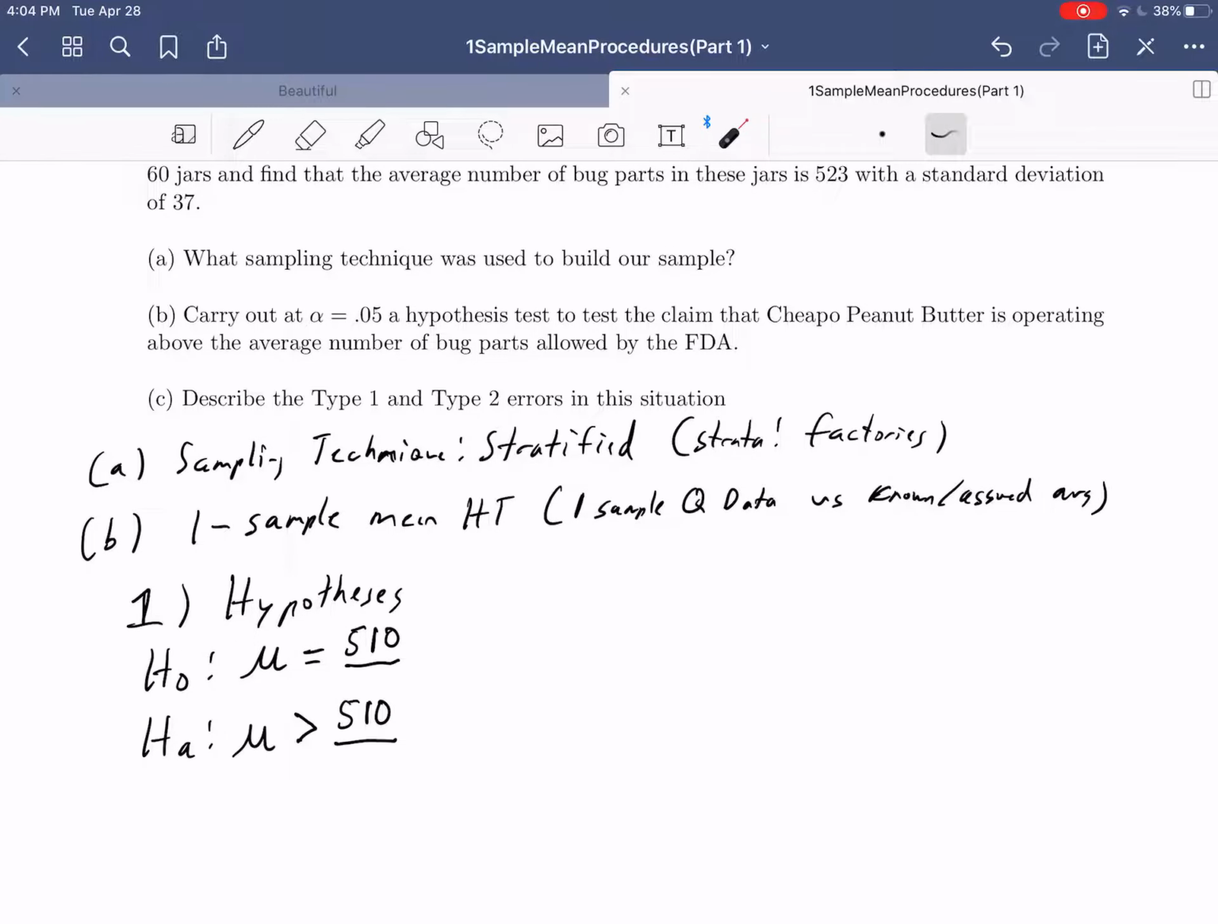As a quick note here, what we should see here is that this means that we are running a one-sided test because we use the greater than, which means it's going to be one-sided. When we get to step 4, the p-value, we'll have to remember that it was a one-sided test.